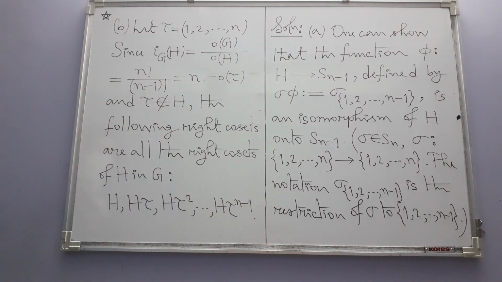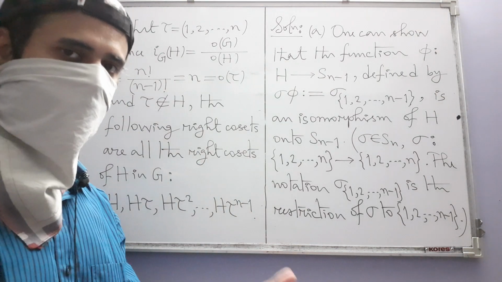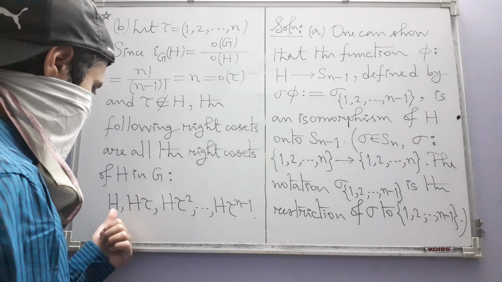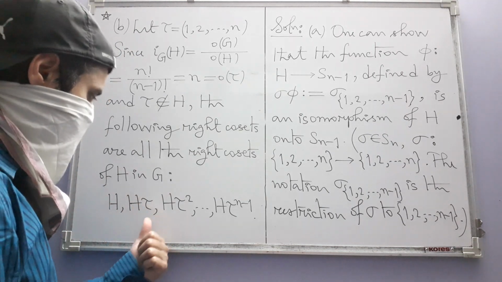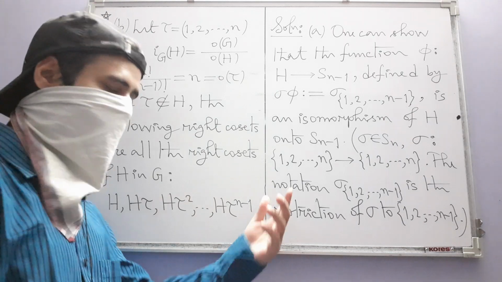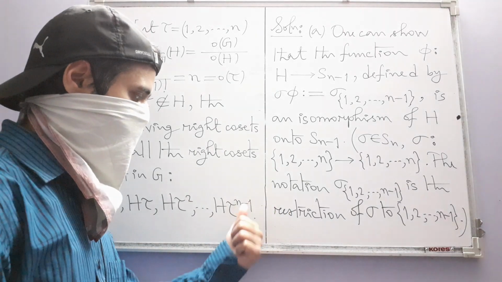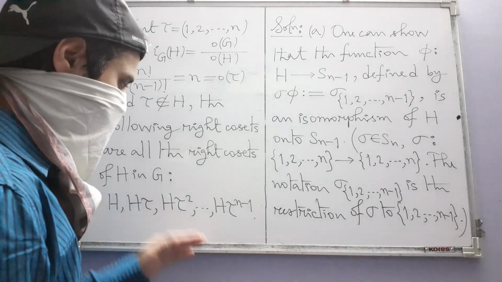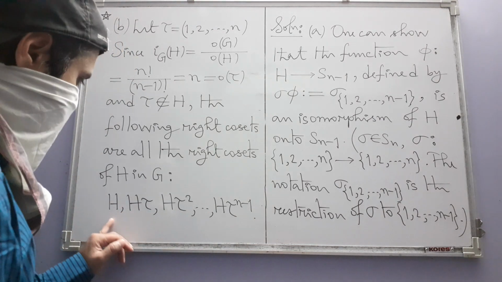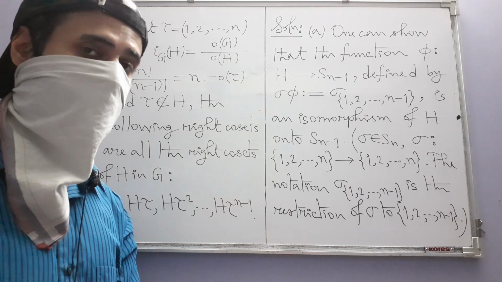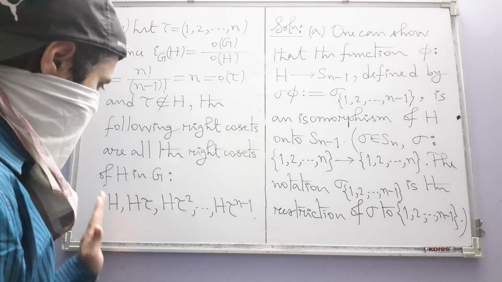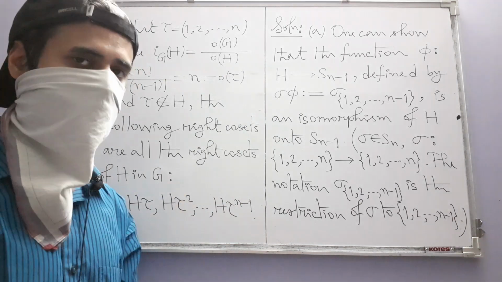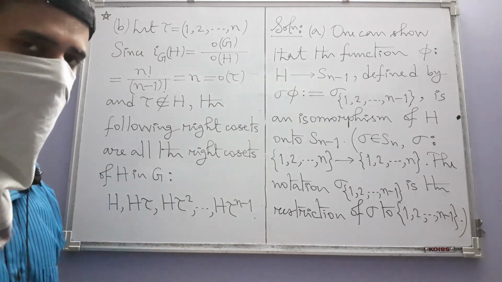Okay, so that's how those elements A1, A2 up to An are just e, tau, tau square, all the way up to tau to the power n minus 1. So they give us all the right cosets of H in G, and here we do not actually have any repetition. You are in fact looking at distinct right cosets of H in G, which you can prove also.